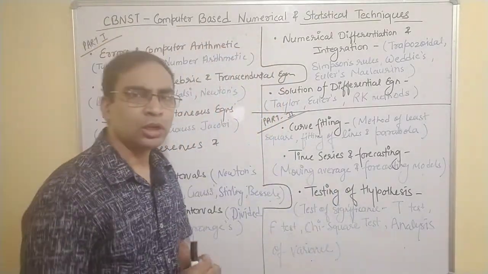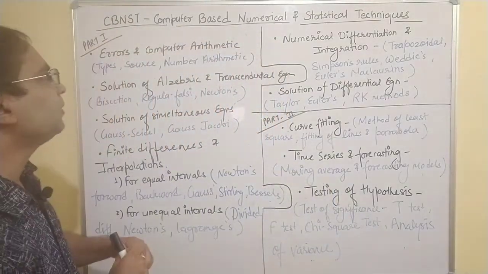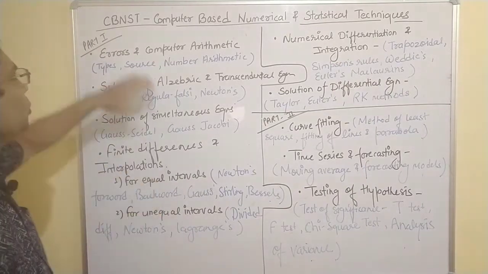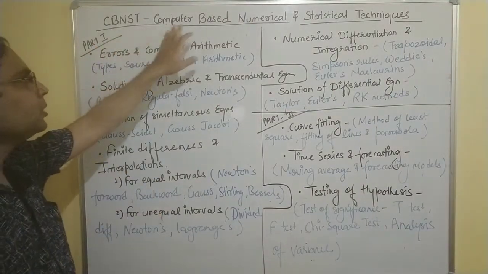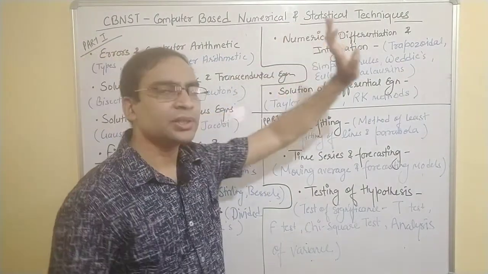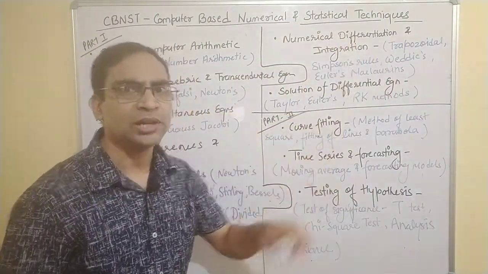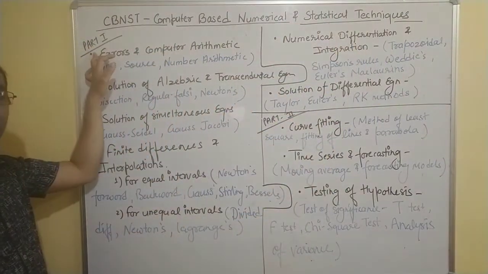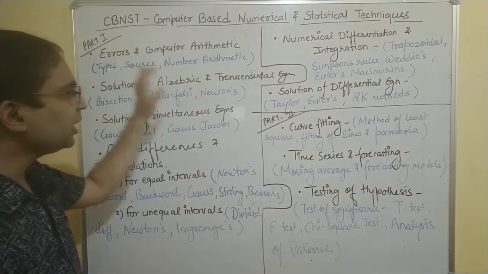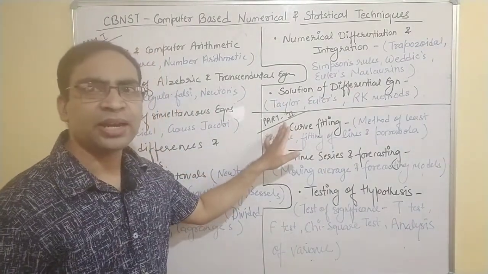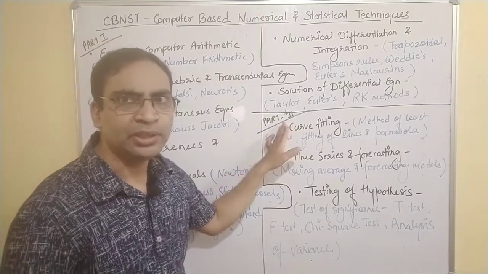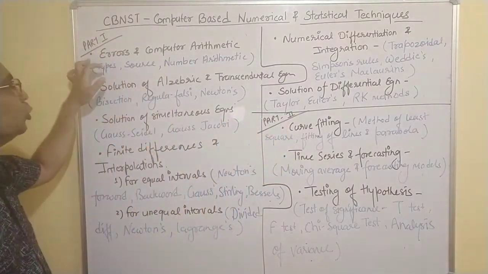Let's see what things we will be covering in this subject. As I have already told you, this CBNST, computer-based numerical and statistical techniques, is divided into two parts. One is the numerical techniques, that is part 1, and second is the statistical techniques, that is part 2. We will begin with the first part, the numerical techniques.